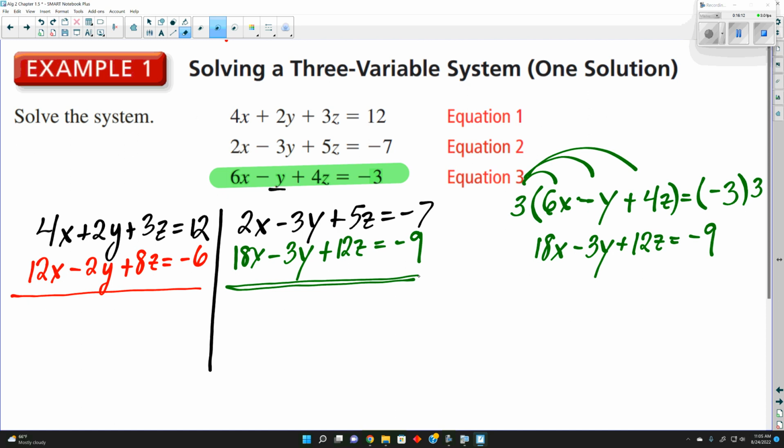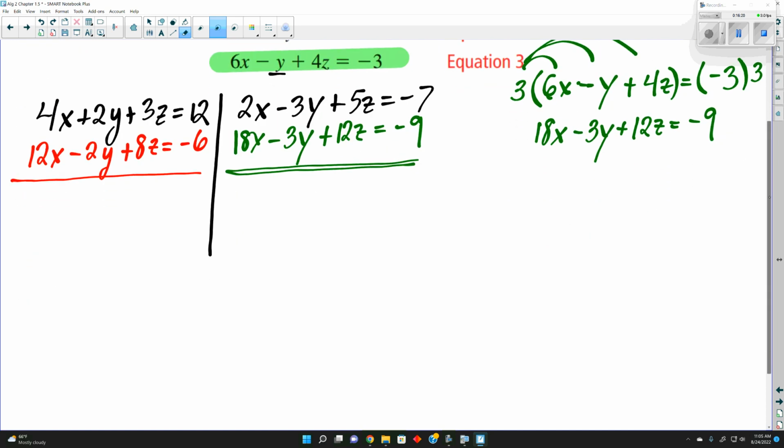Any questions on any of this here? Are we ready for the next step? Now, to eliminate the variable, we're going to either add these 2 equations together or subtract them from each other. And the variable that we chose to eliminate was y. So we need these 2 to cancel out completely, and we'll need these 2 to cancel out completely.